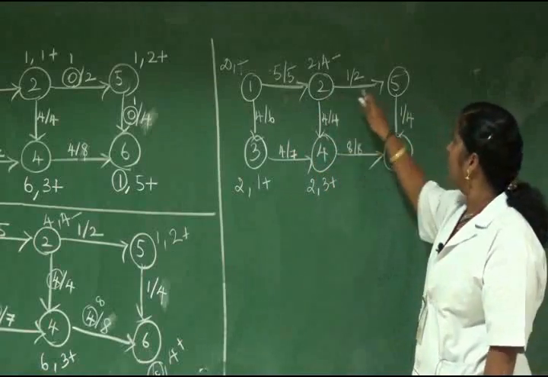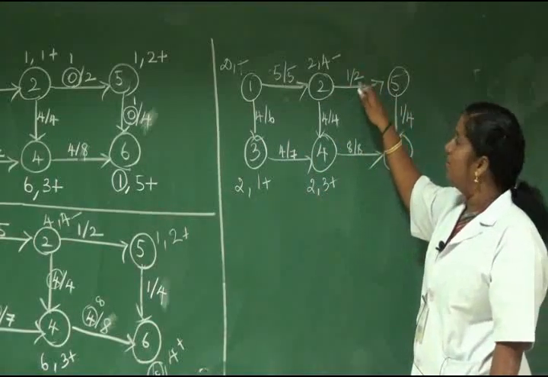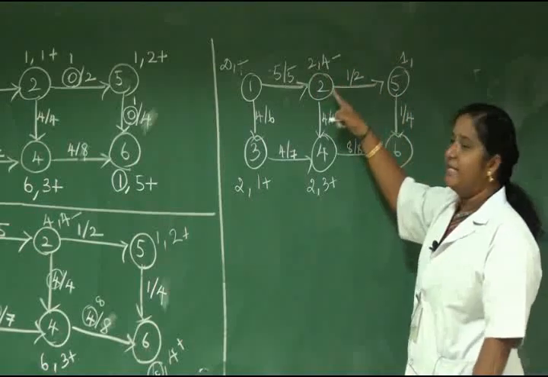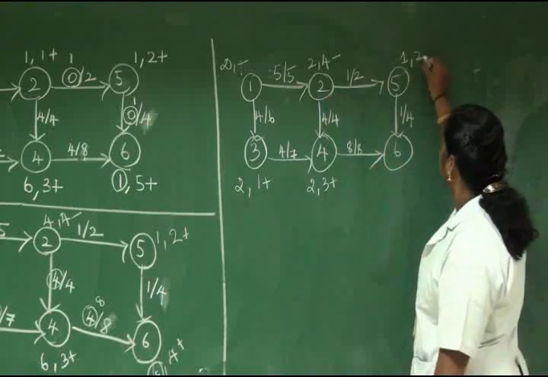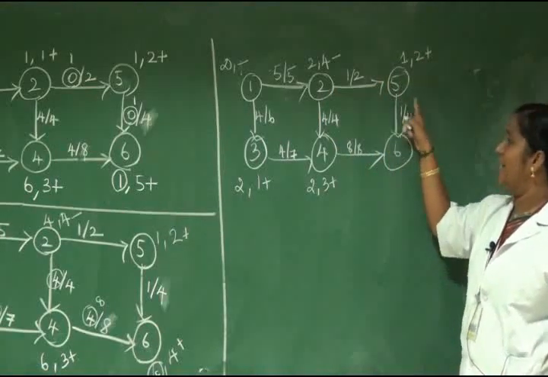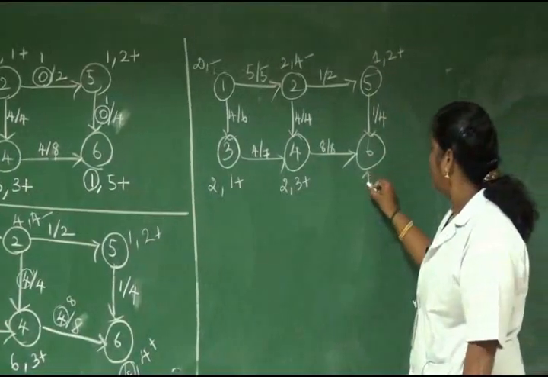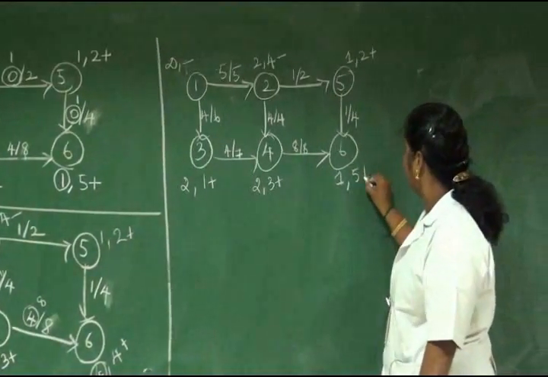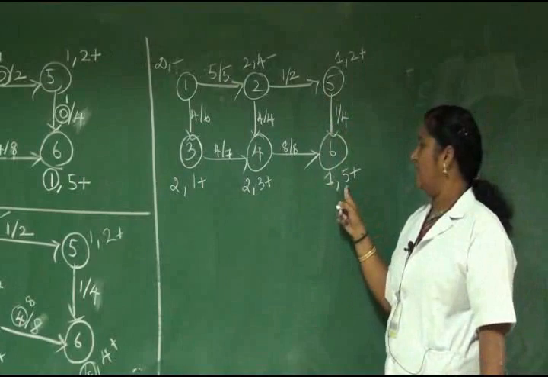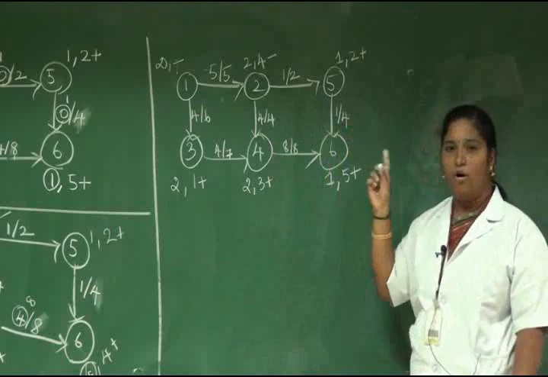and from vertex 2 check whether you can reach vertex 5. Here the remaining capacity is 1 greater than 0, minimum between 1 and 2 is 1, so you have to use 1, and 5 is reached from vertex 2 by a forward edge, so you have to write 2 plus, and then from vertex 5 you can go to vertex 6. The remaining capacity is 3, minimum between 3 and 1 is 1, so you have to use 1, 5 plus, because vertex 6 is reached from vertex 5 by means of a forward edge. We have given 5 plus as a second label for the sink vertex. So now we have given labels to all vertices.